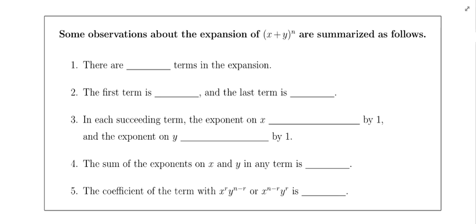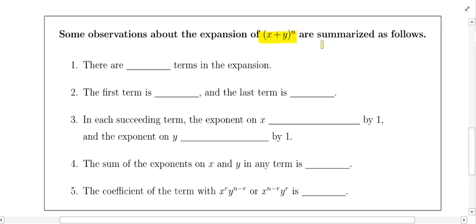At the bottom of page 5, there is a box in which we're going to write down our observations about the expansion of x plus y raised to the nth power. So, first of all, if you are expanding this quantity, how many terms end up in the expansion?